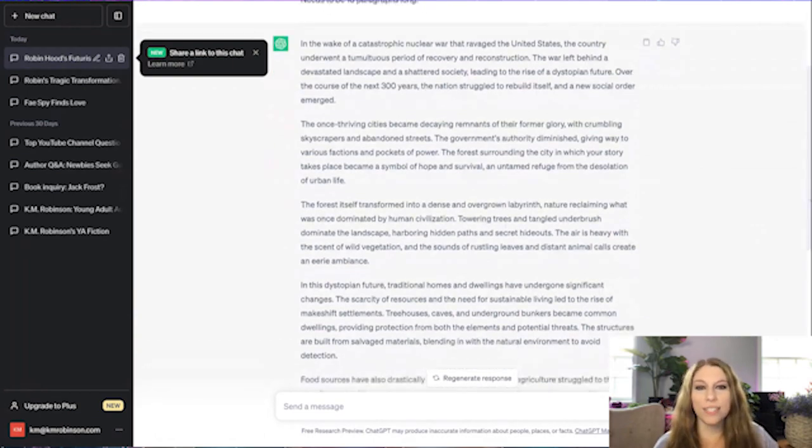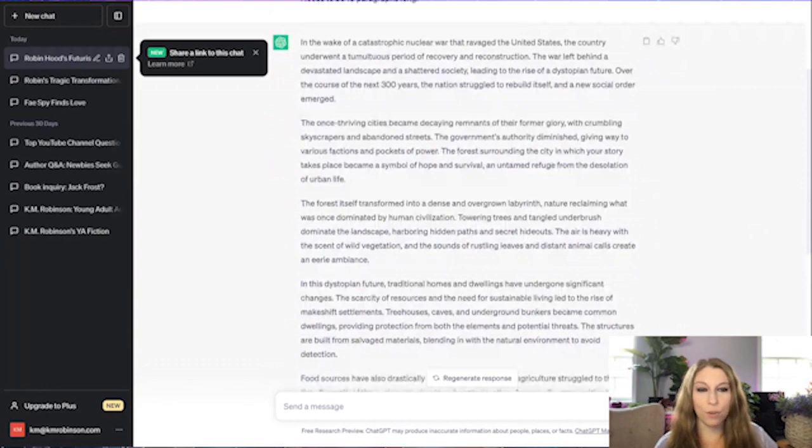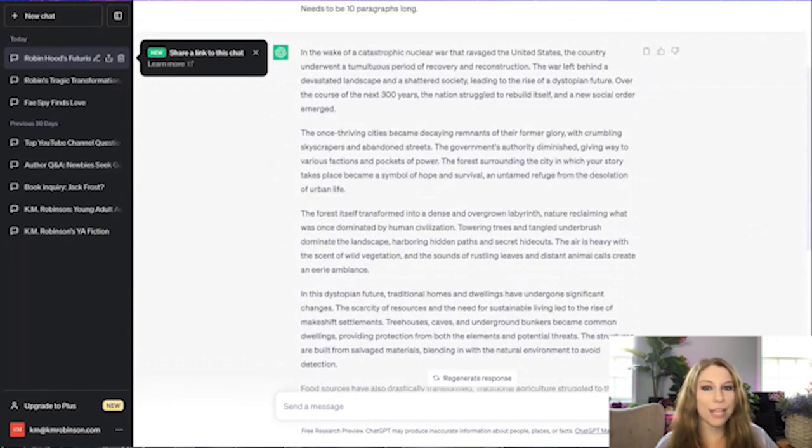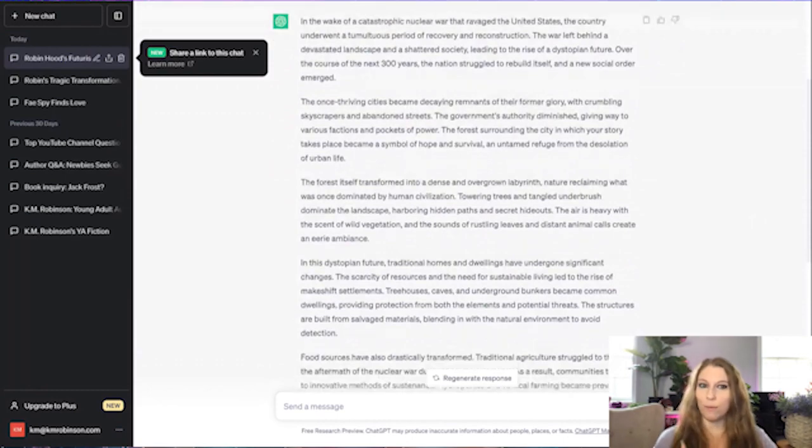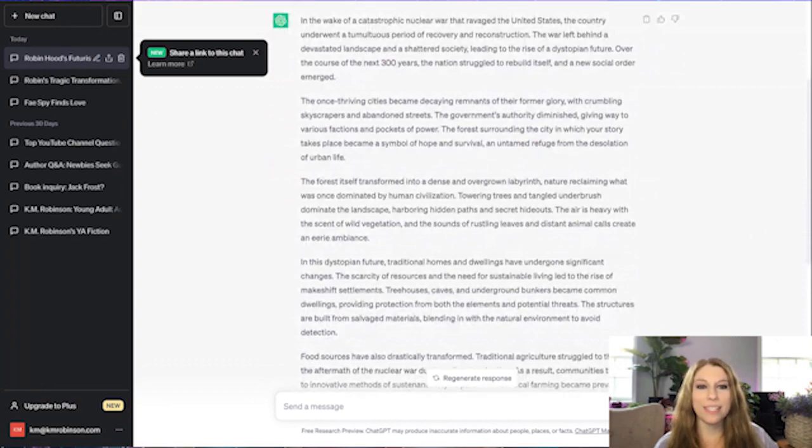It says the once thriving cities became decaying remnants of their former glories, with crumbling skyscrapers and abandoned streets. Oh, okay. The government's authority diminished, giving way to various factions and pockets of power. The forest surrounding the city in which your story takes place became a symbol of hope and survival, an untamed refuge from the desolation of urban life.